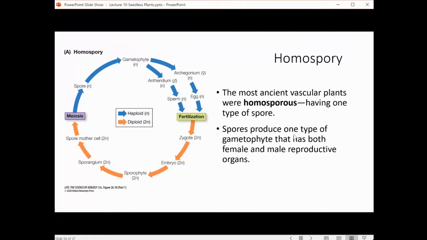They had one type of spore, okay? What the heck does that mean? It means that the spore carried the ability, it carried both male and female, in essence. That's what it means. Spores produce one type of gametophyte that has both female and male reproductive organs.